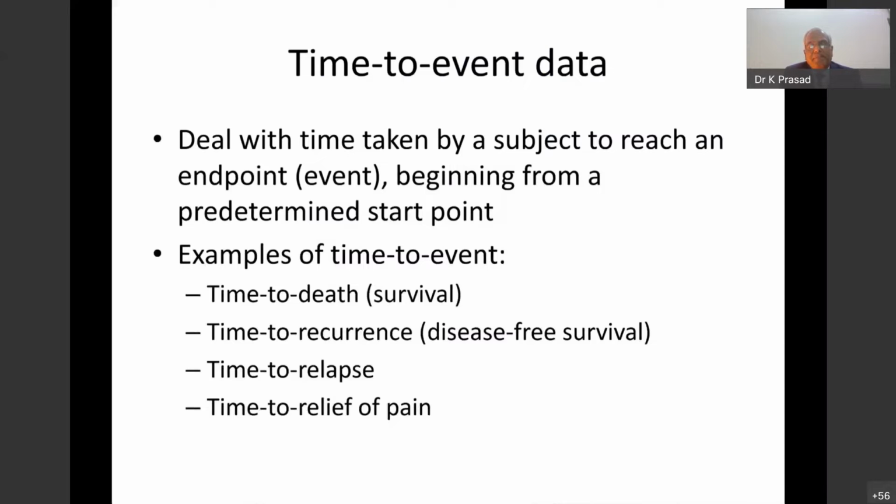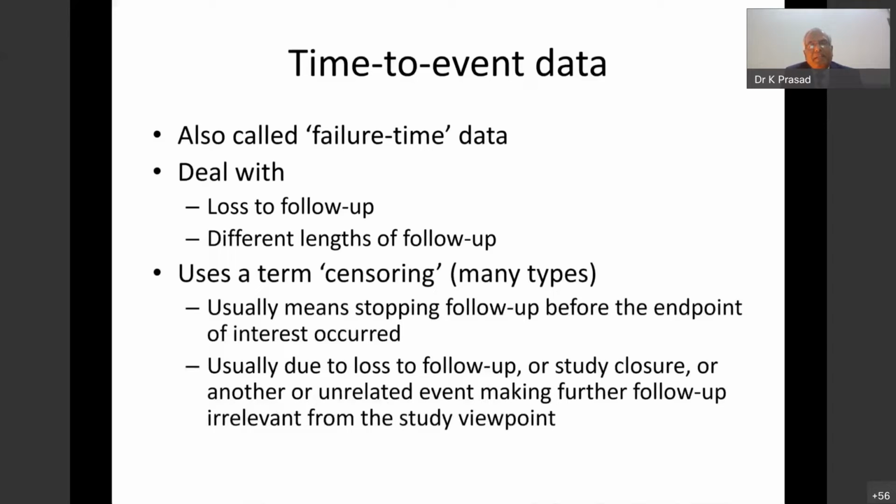But examples of time to event, I've already said that, but more concrete examples will be time to death, time to recurrence. For example, in cases of epilepsy or multiple sclerosis, time to relapse, time to relief of pain. All of these can be time to event data or survival analysis. It's also called failure time data, because failure is an event, and that was another commonly used term. So failure time data is also the same as time to event data. I have also told you that losses to follow up, different lengths of follow up, is something which can be dealt with very efficiently if you use survival analysis.